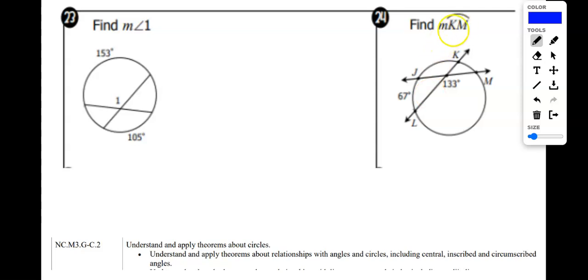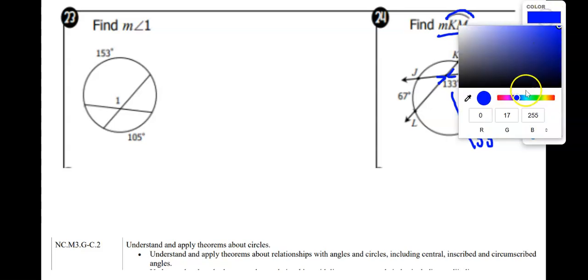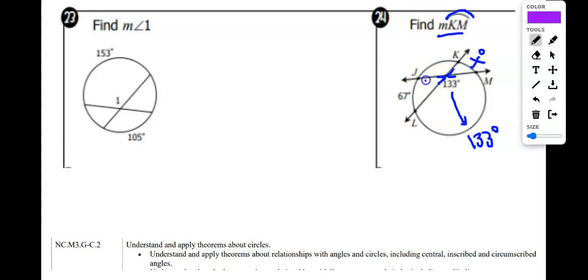Sometimes, though, the pieces that you need are missing. We're looking for the measure of arc KM, so I'm going to put an X over here. Now, it goes with this angle, which goes with this angle, which goes with this 67. But 133 doesn't help us with X. 133 helps us with this. Where 133 does save us, though, is the fact that on any straight line, it's always going to add up to 180 at any vertex. So 47 is going to be this angle and this angle.